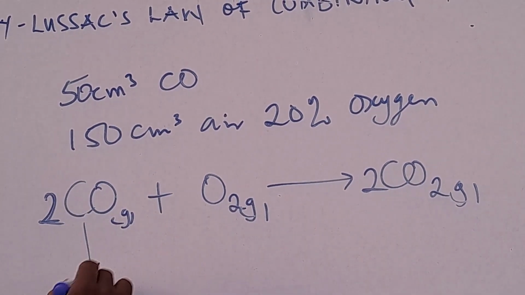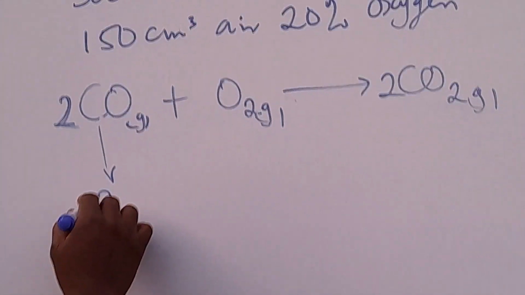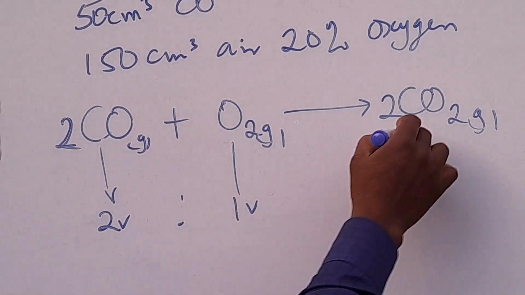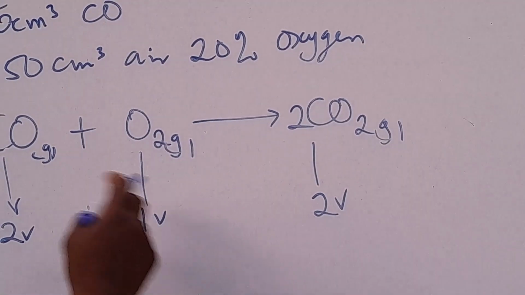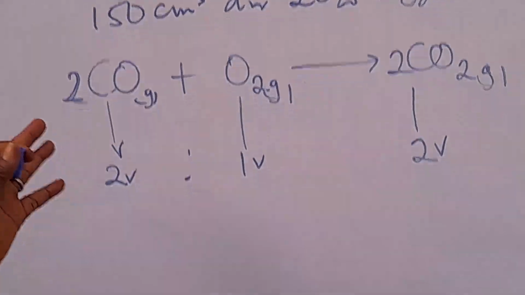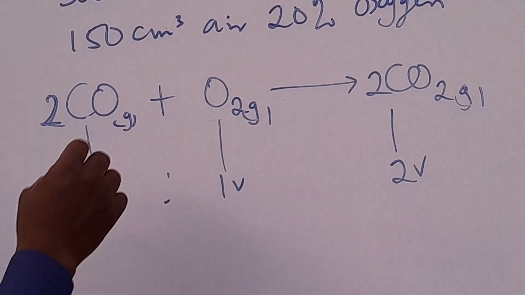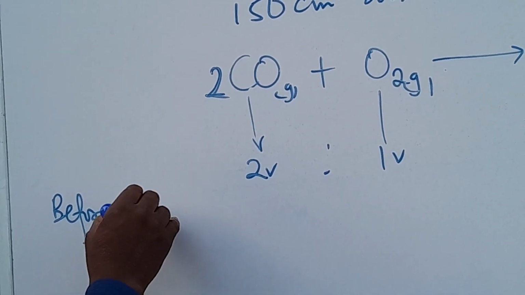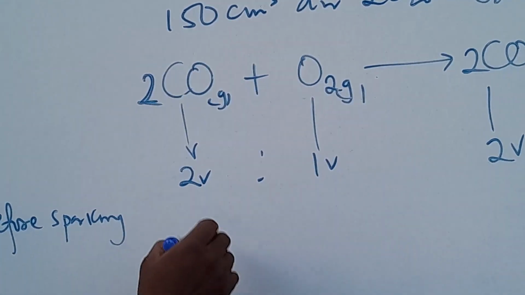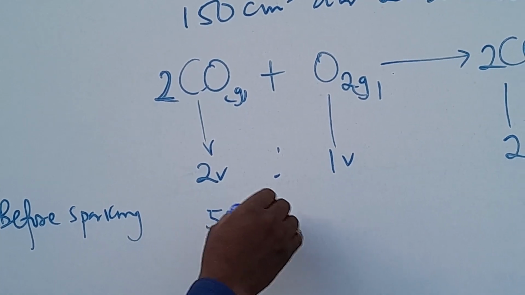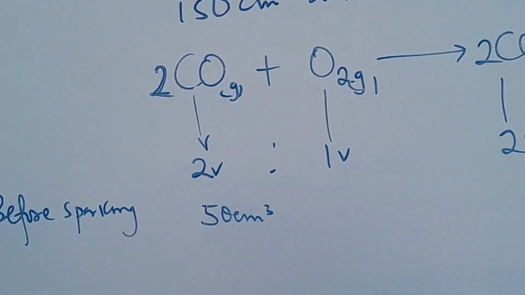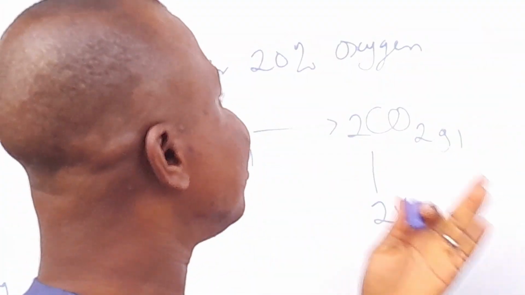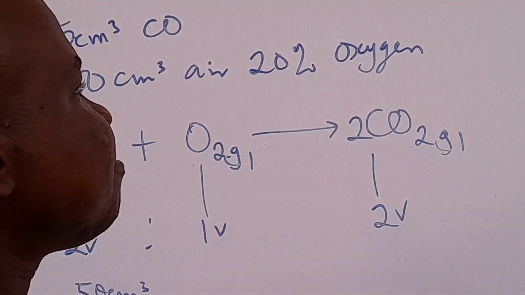Now as usual, we have 2 volume. We have ratio 2, ratio 1, and ratio 2. But when you look at this, it's a bit different. We are given, before sparking, 50 for carbon monoxide. For oxygen, they say 150 of air. There are so many things inside the air. Not only oxygen is inside the air, but inside that air, 20% is oxygen.